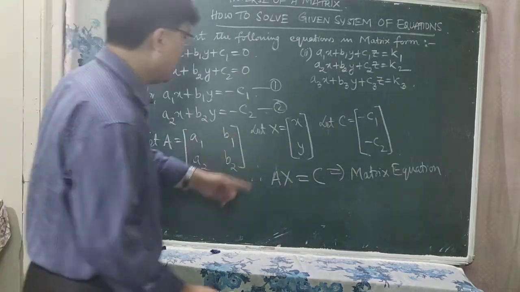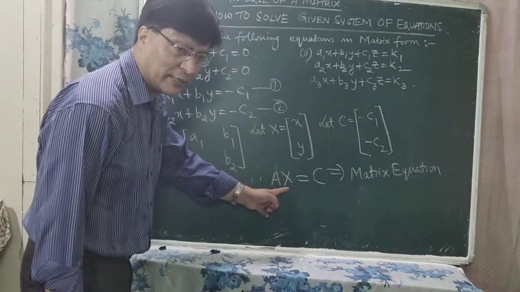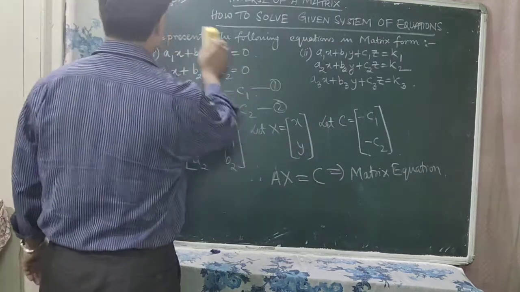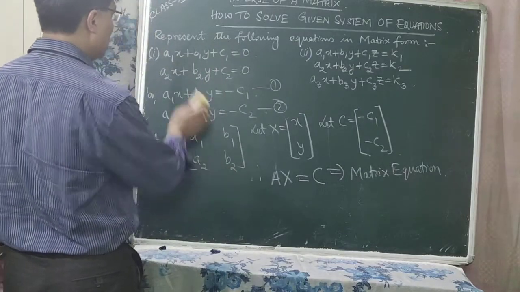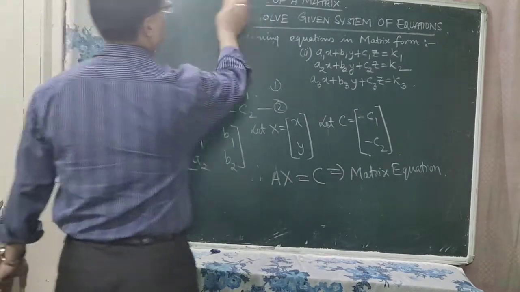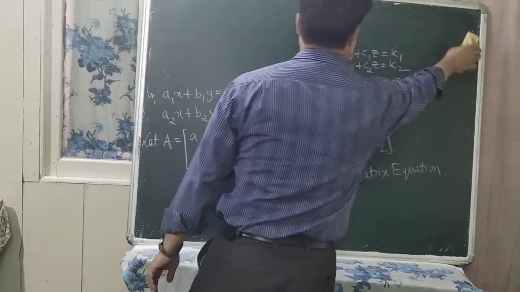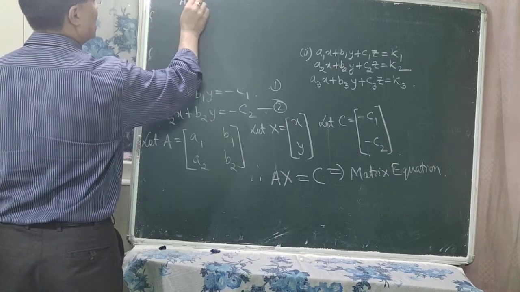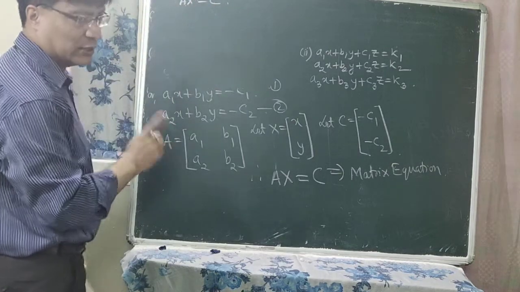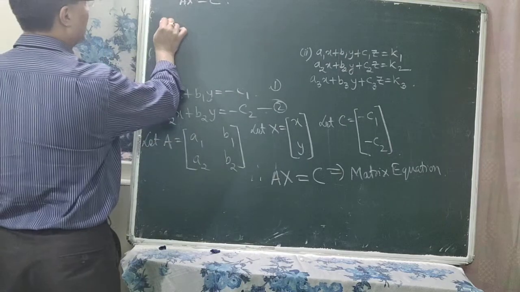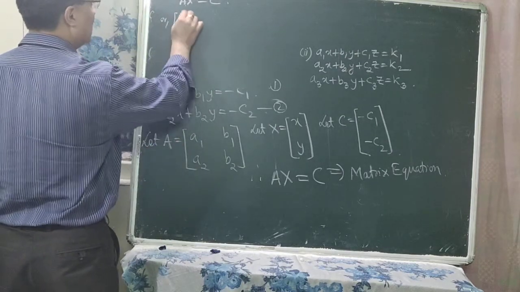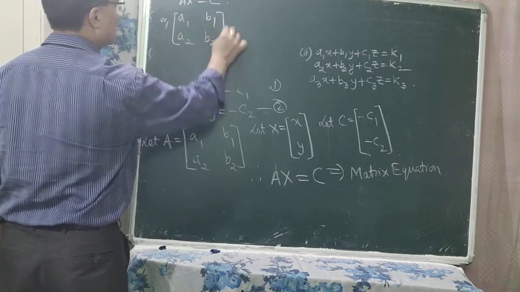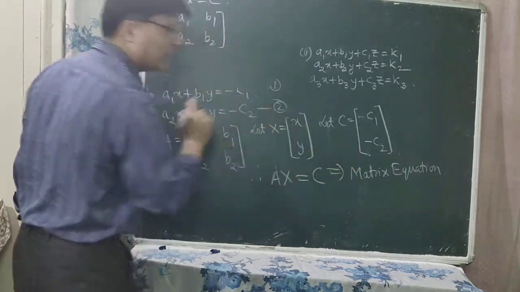So let us convert this AX, capital A, matrix A, capital X. Matrix X is equal to, capital C is the constant matrix. Okay. So now in this case, AX is equal to C is the matrix equation. This is known as what? Matrix equation. Or what is capital A here? It is A1, B1 and it is A2, B2. So let us check whether this matrix equation is correct or wrong.